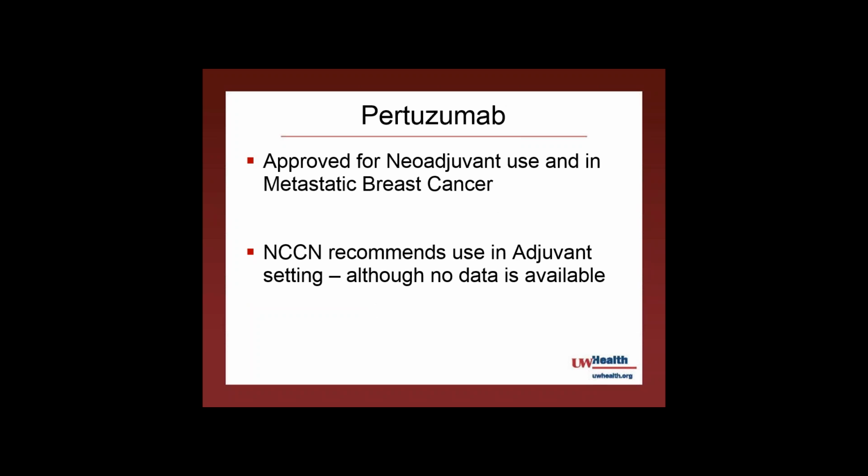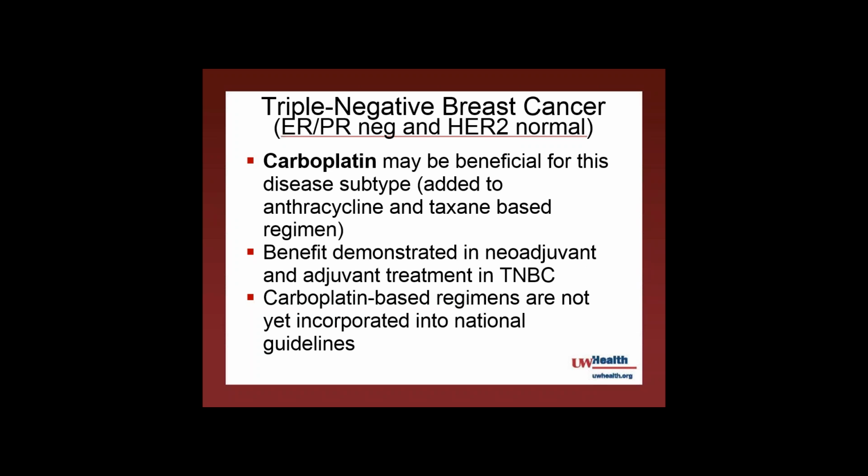And that's why this treatment is becoming much more commonly used neoadjuvantly. I would say it's probably our most common neoadjuvant treatment now. Pertuzumab is approved for neoadjuvant use and in metastatic breast cancer. NCCN recommends use in the adjuvant setting, but the data is really not available. And it's added to our regimens locally, because the data is maturing.